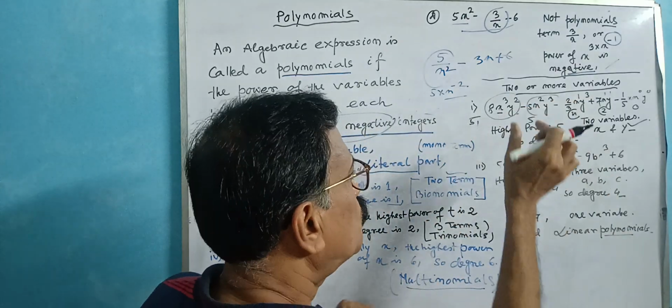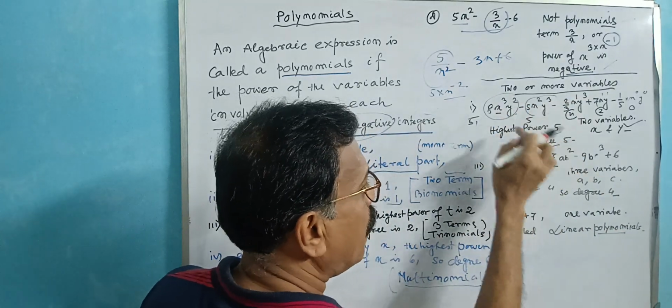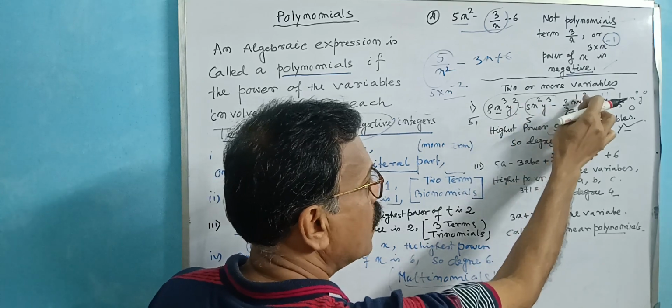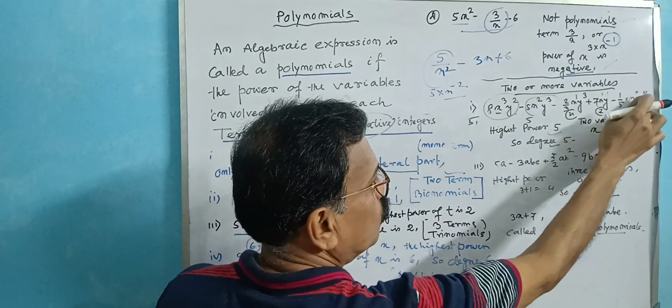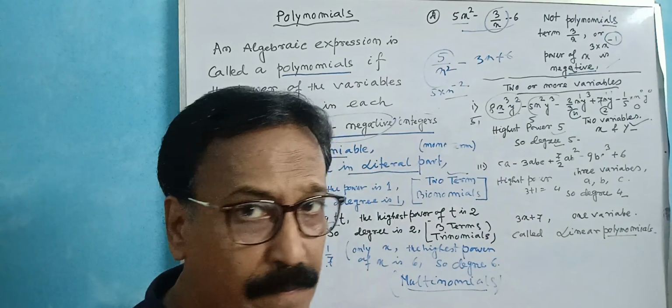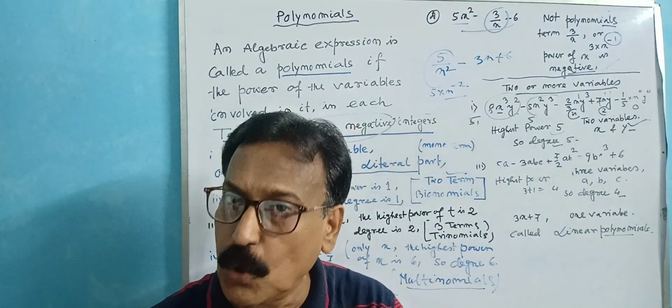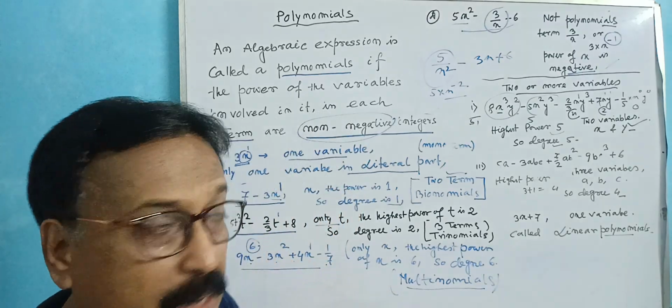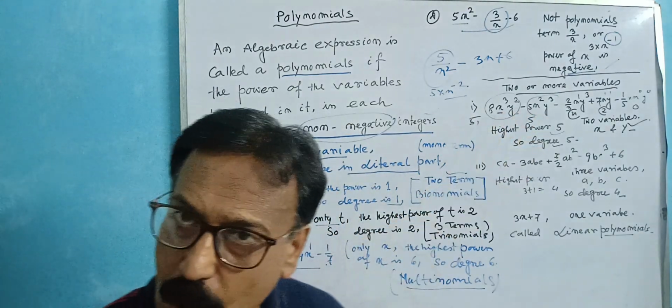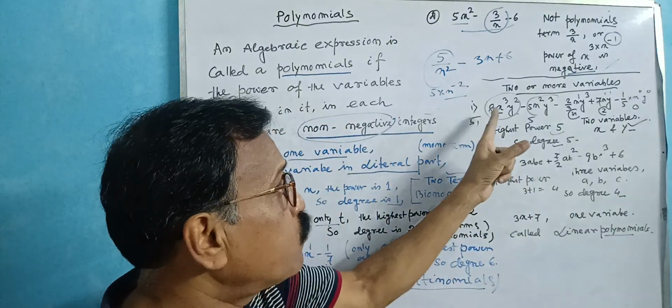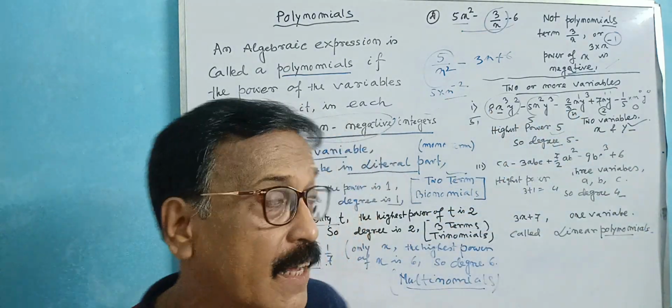So for each and every term you calculate the power. This is 5, this is 5, this is 4, 3 plus 1, 4. 1 plus 1, 2. This is 0. So what is the highest power? 5. So the degree is 5. The first one is a polynomial because there is no negative power in the variable part. Two variables because x and y are there. Terms 1, 2, 3, 4, 5. Multiple terms are there.